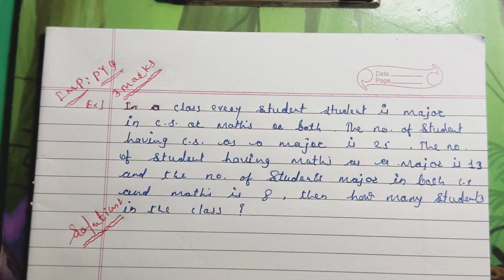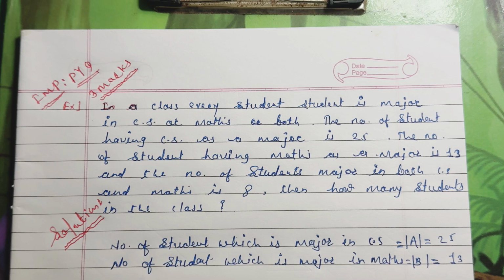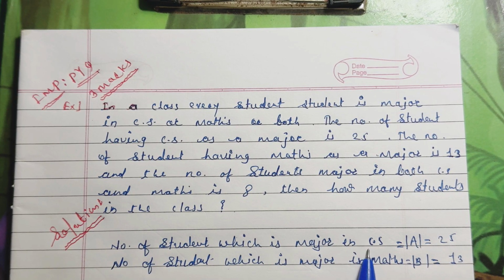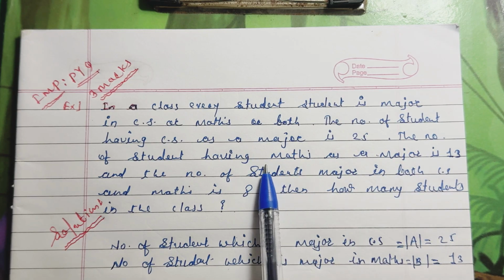First of all, let's write down the data which is given to us. The number of students who major in computer science is 25. I call this event A, so the cardinality of event A is 25. Again, the number of students who major in maths is 13. I am calling this event B, so the cardinality of set B is 13.